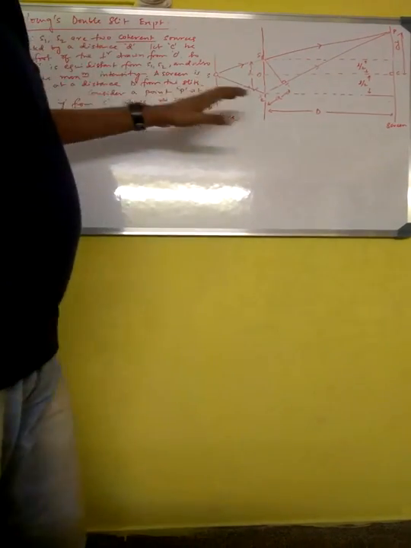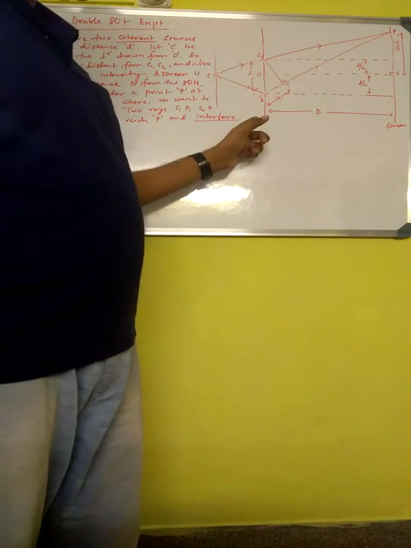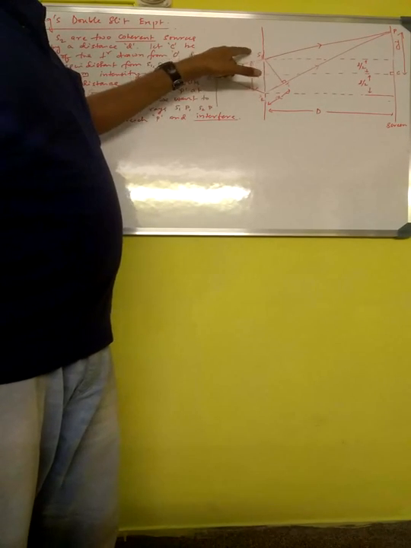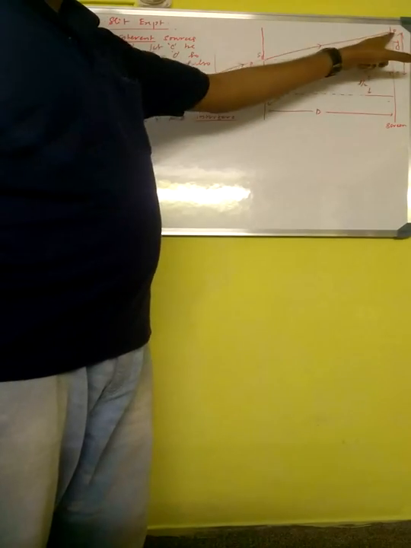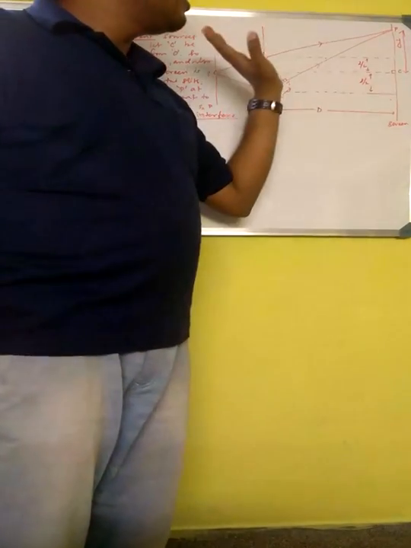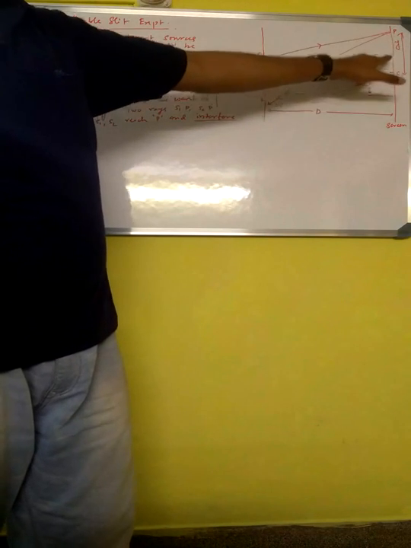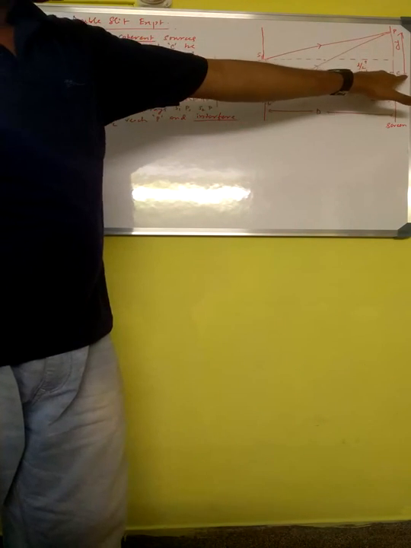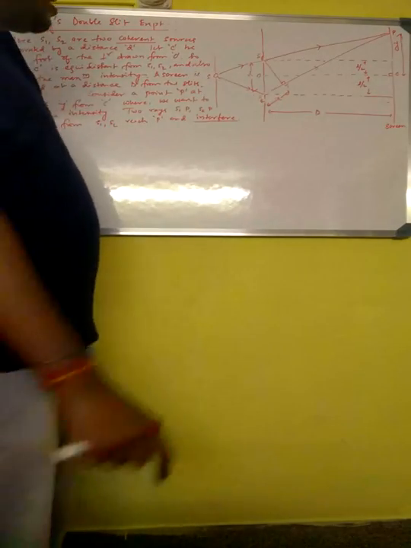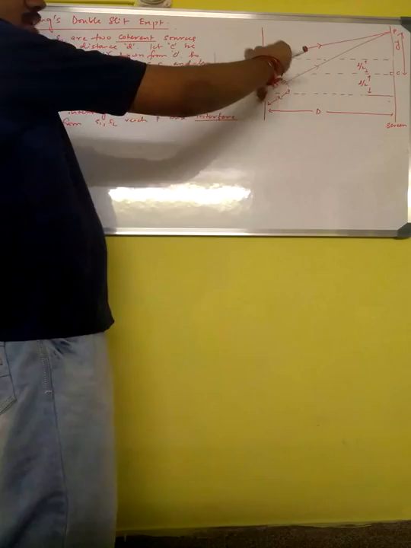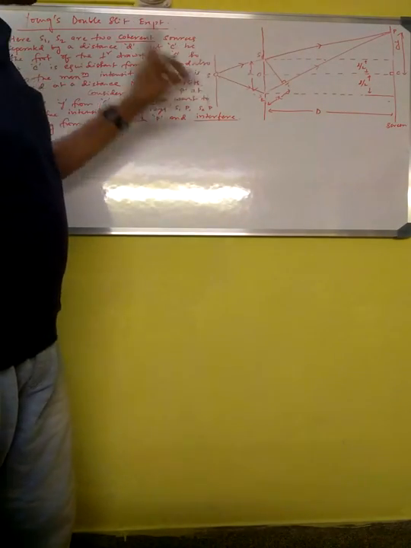Now consider a screen placed at a distance D from the slit system. Two rays from S1 and S2 meet at P and mutually interfere at P. So we want to calculate the intensity at point P, which is at a distance y from this point C. C is the foot of the perpendicular drawn from O. Now these two slit sources, which are coherent sources, are at a distance d apart.